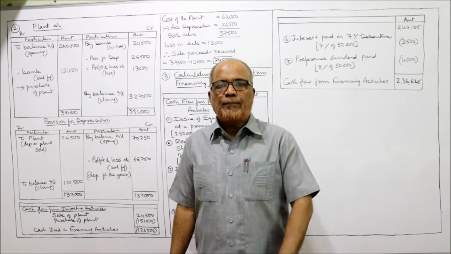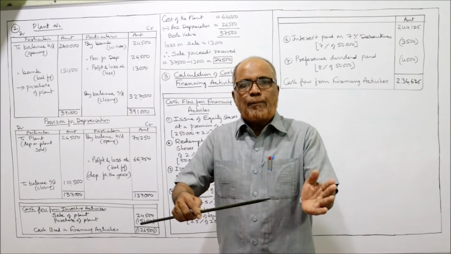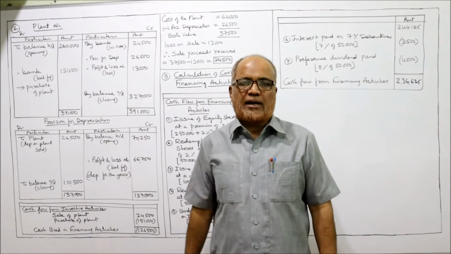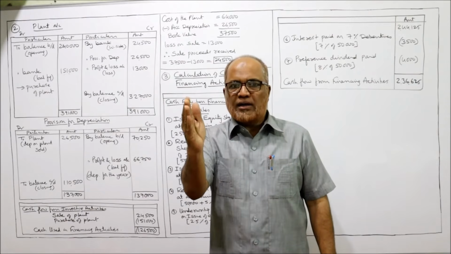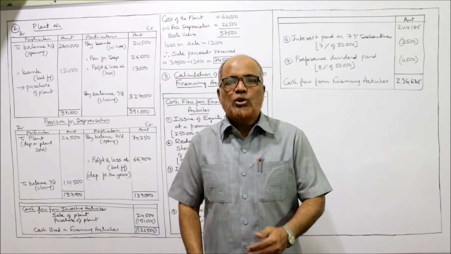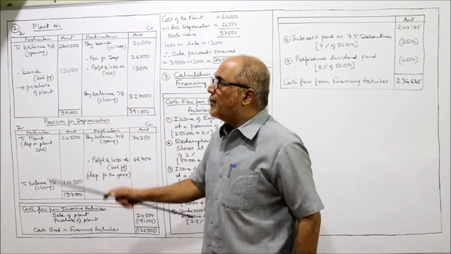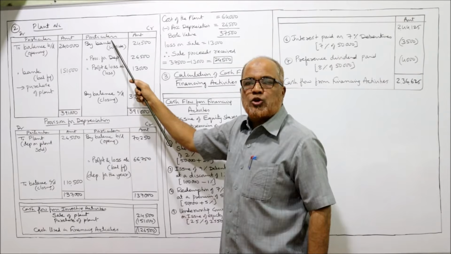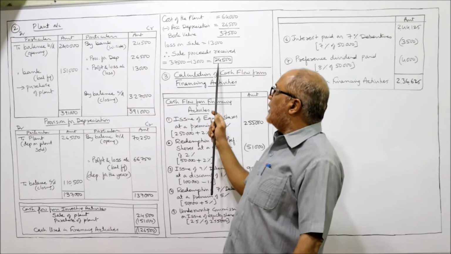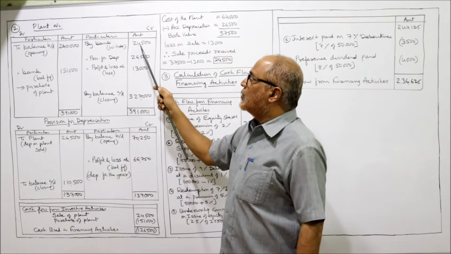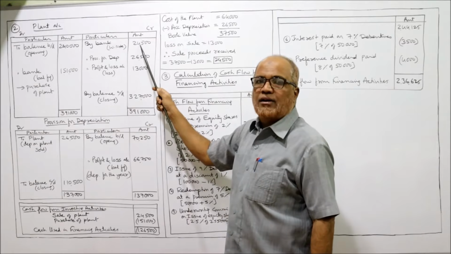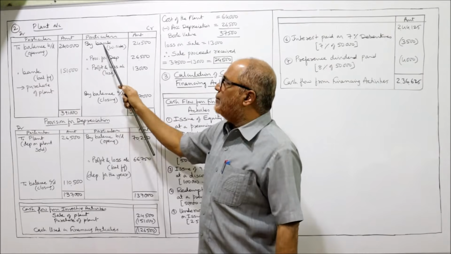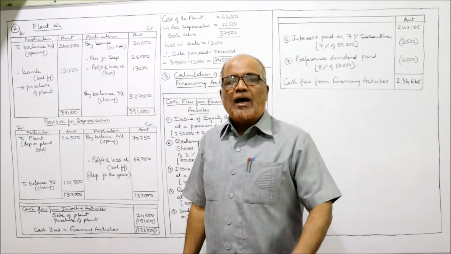The first entry will be sale proceed. When the plant is sold, the entry will be bank account debit to plant account. The plant should be credited by bank. Sale proceed. At what price it is sold? 24,500. So 24,500, working note I have written here. First entry over. Bank account debit to plant account, so by bank.